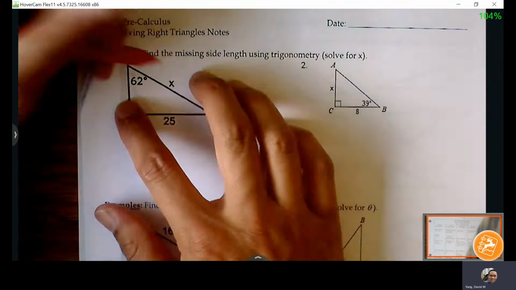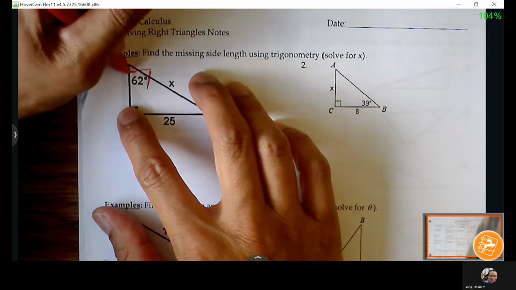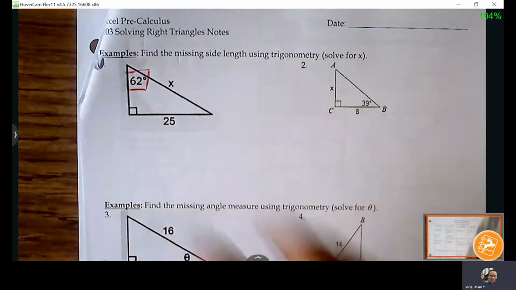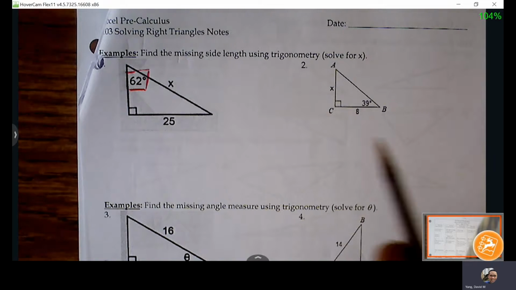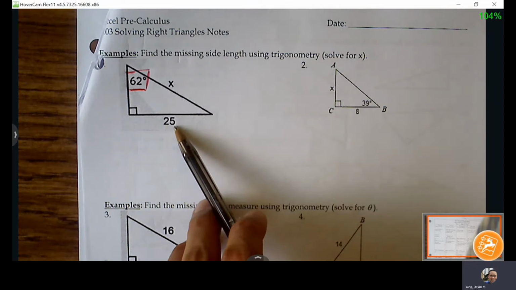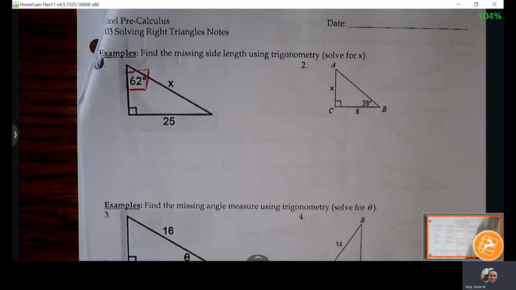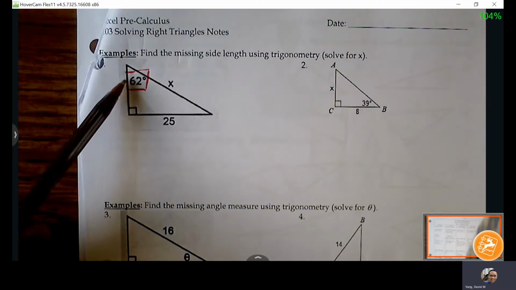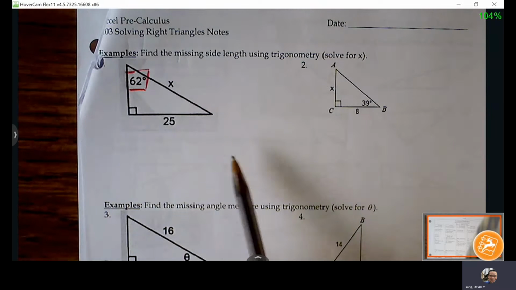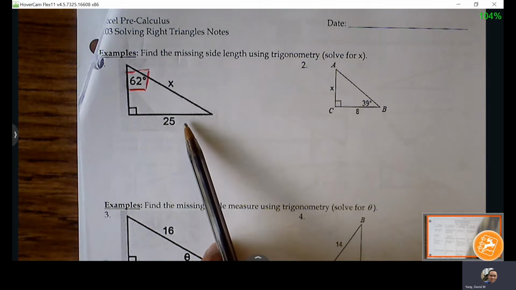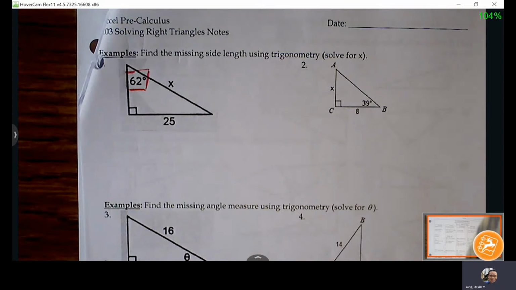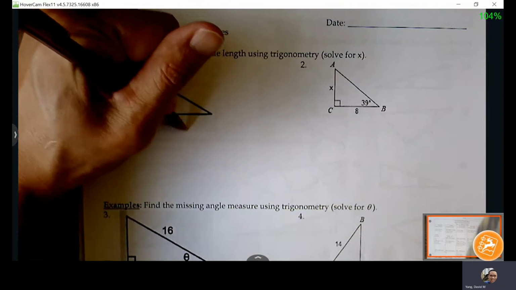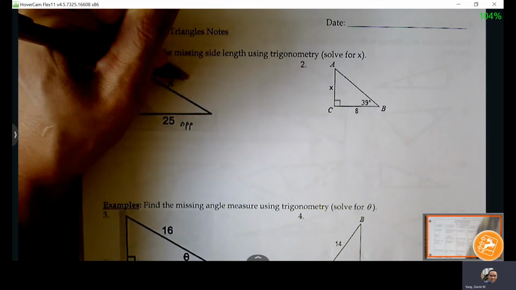So I'm going to start off by just putting a box around that 62. That's my angle measure there. And I want to know what the 25 and the x are in relation to that angle. If I'm at this location, looking out at the rest of the triangle, this 25 is the opposite, and the x is the hypotenuse. So I'm going to label that opposite, hypotenuse.